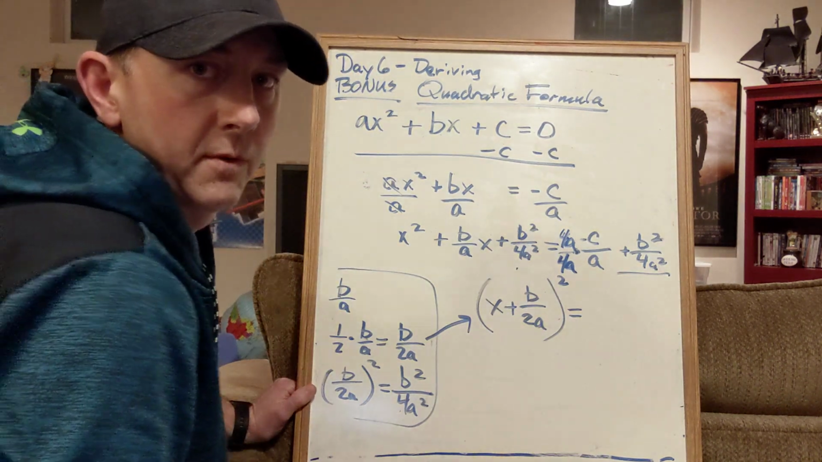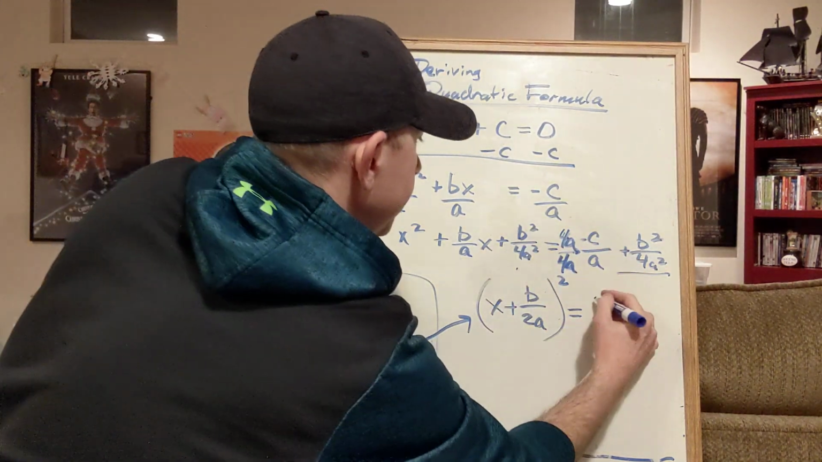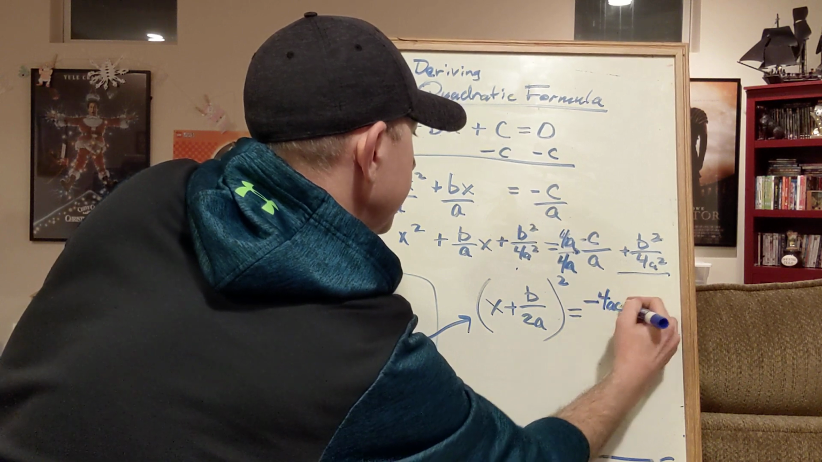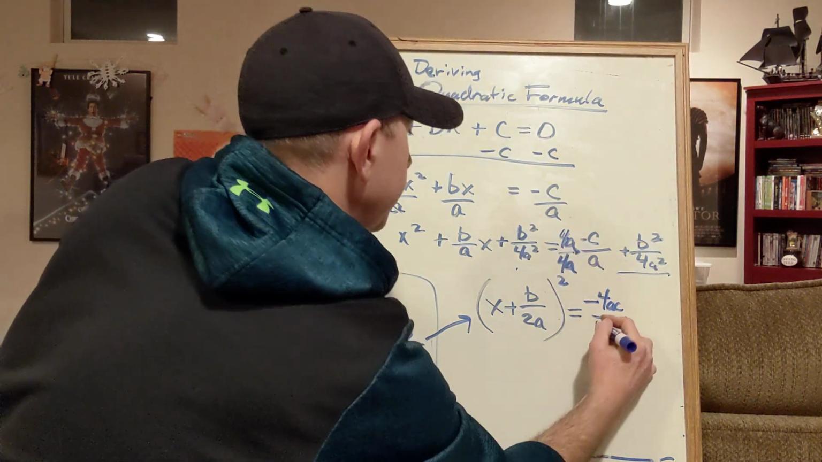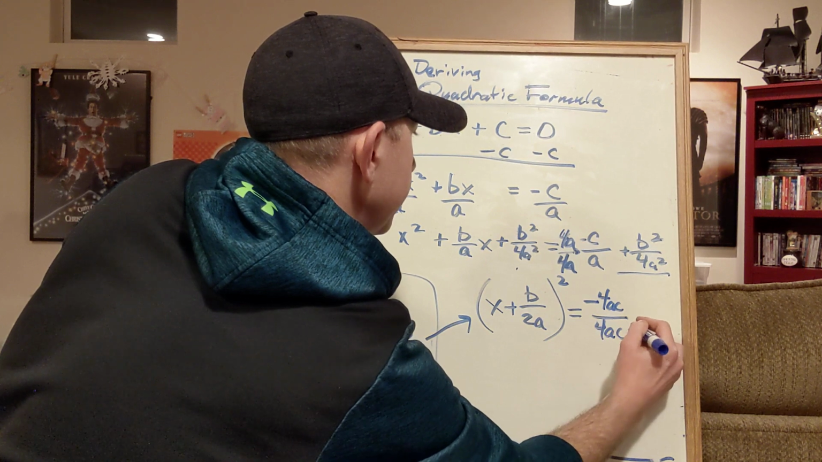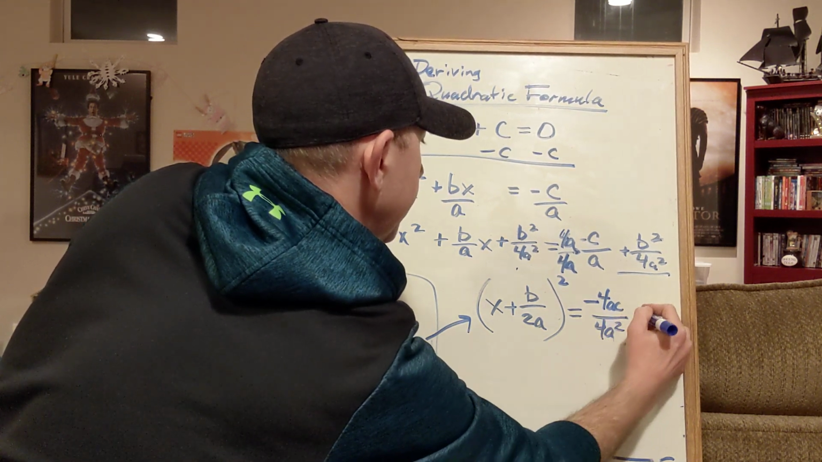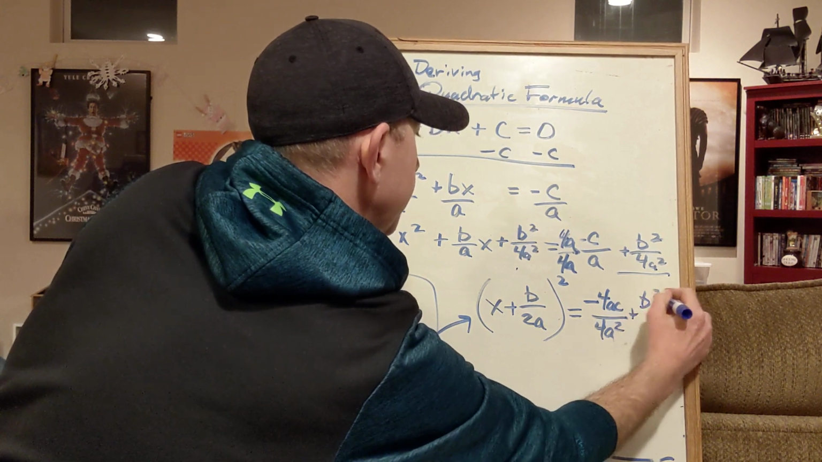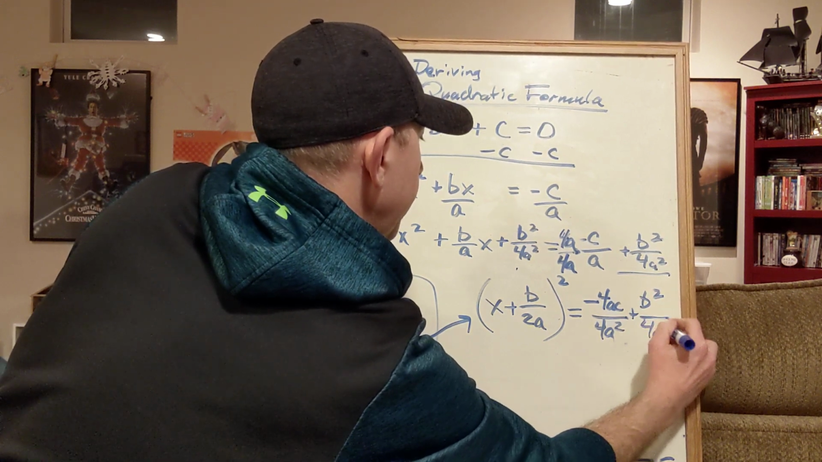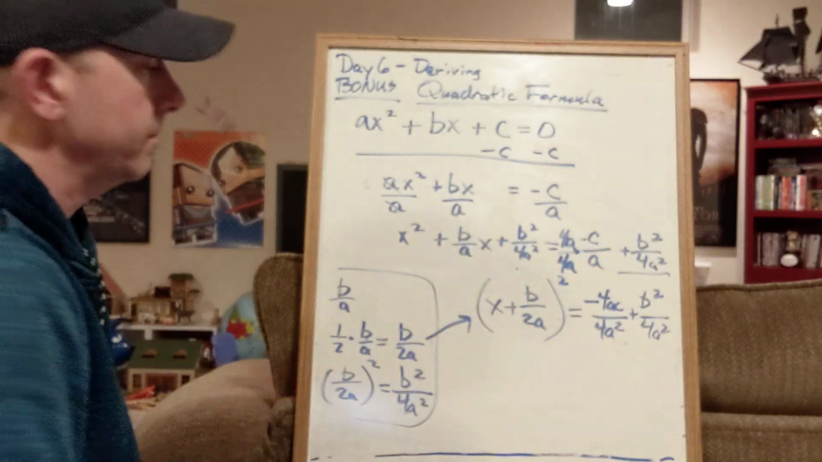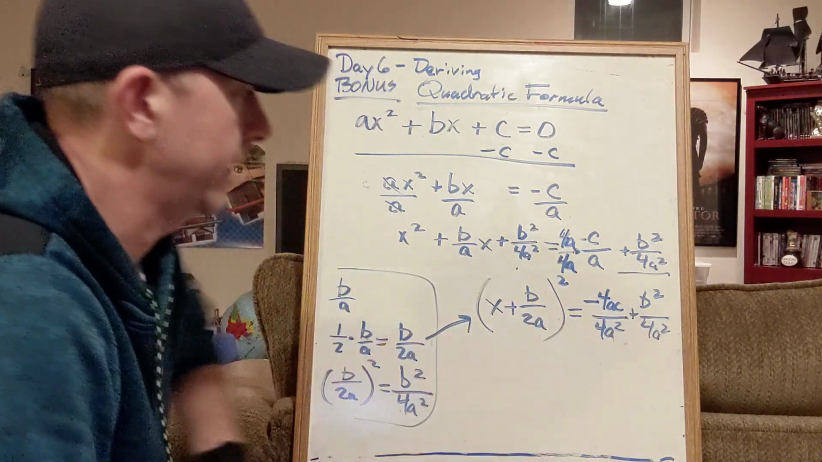Yeah, 4a over 4a. So 4a times negative c, we get negative 4ac. On the bottom, we get 4a squared. I'm sorry, I don't want to mess this up on you guys. Plus b squared over 4a squared there. All right, so the whole idea there is that we get common denominators.